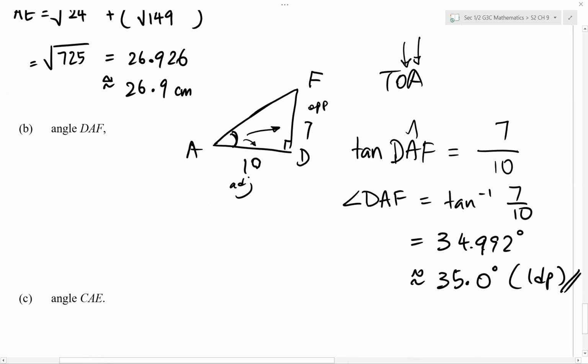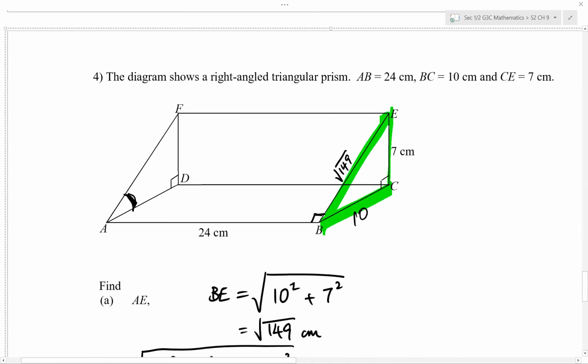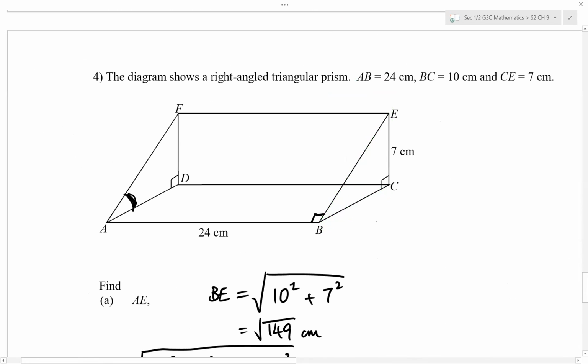Last question, to find angle CAE. Anybody need more time for this? The next is CAE, so go back to the diagram. The reason I'm joining A and C is because they want the angle CAE, which means that I must join C to A and then to E.